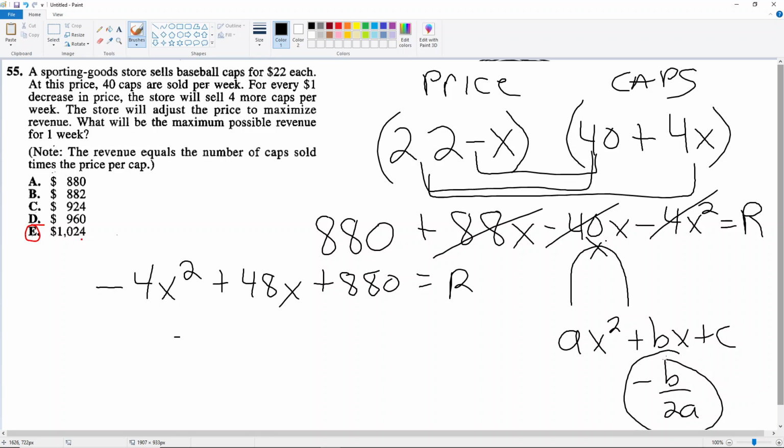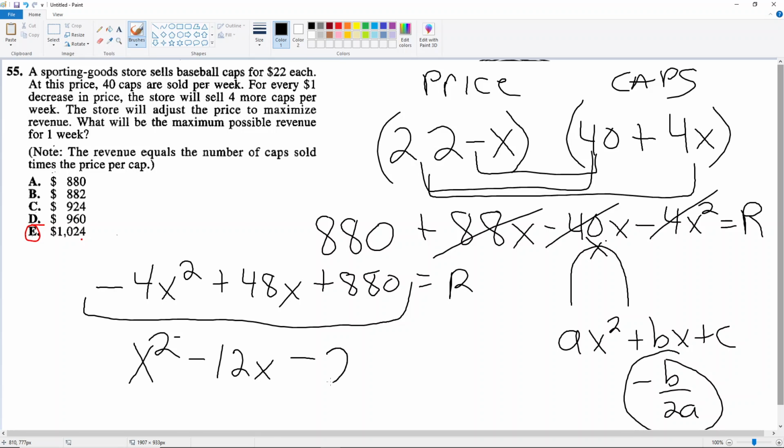Well, before we do any of that, we might as well simplify this if we can. We'll divide everything by negative 4. So that's going to be x squared, 48 divided by negative 4 is negative 12x, 880 divided by negative 4 is negative 220. Let me make sure I have that right. 22 times 40, yes, 880. Okay, equals R. So now we need negative b over 2a. b is negative 12, so negative b is 12, divided by 2 times 1. That's going to be 12 over 2 is 6. So that means x equals 6.